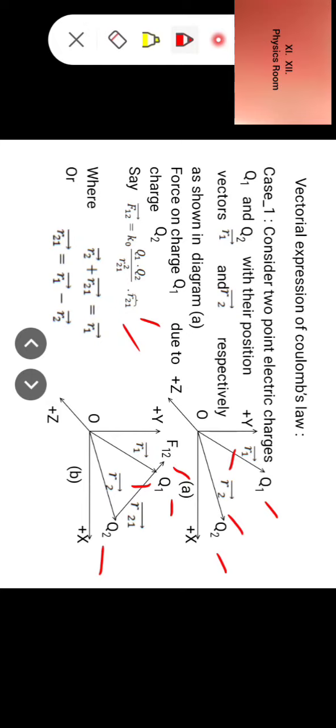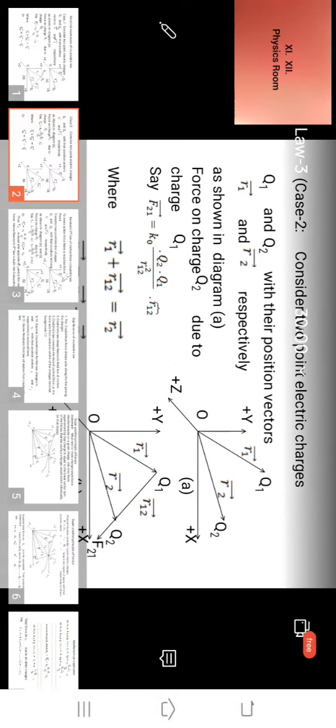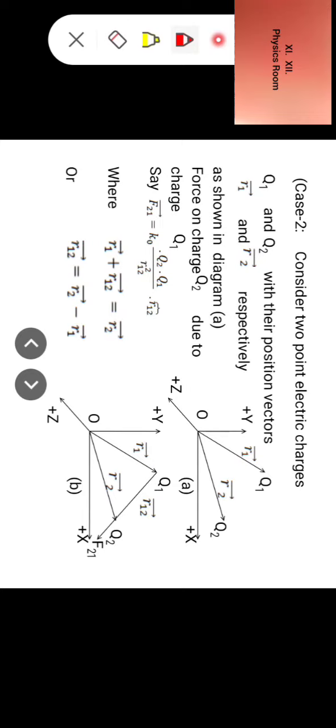This uses the triangle law of vectors. We write this expression, or we can write the R21 vector as R1 vector minus R2 vector. This is how we calculate the force on charge Q1 due to Q2. Now we go to case 2, when we calculate the force on charge Q2 due to Q1.